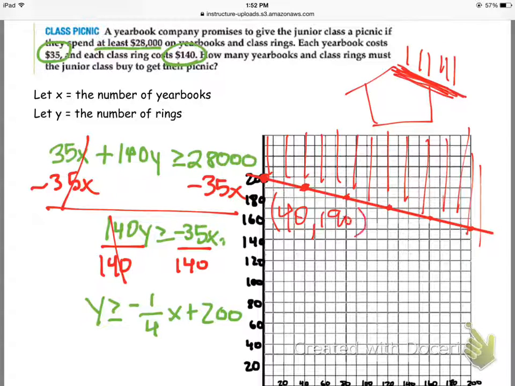This means that you could sell 40 yearbooks and 190 class rings, and they would be able to have a picnic. Or if you go to the next point here, you could sell 80 yearbooks and 180 rings, then yeah, you could have the picnic. And those are the bare minimums there. Or you could pick a point anywhere on top, and they would for sure have a picnic from the yearbook company.